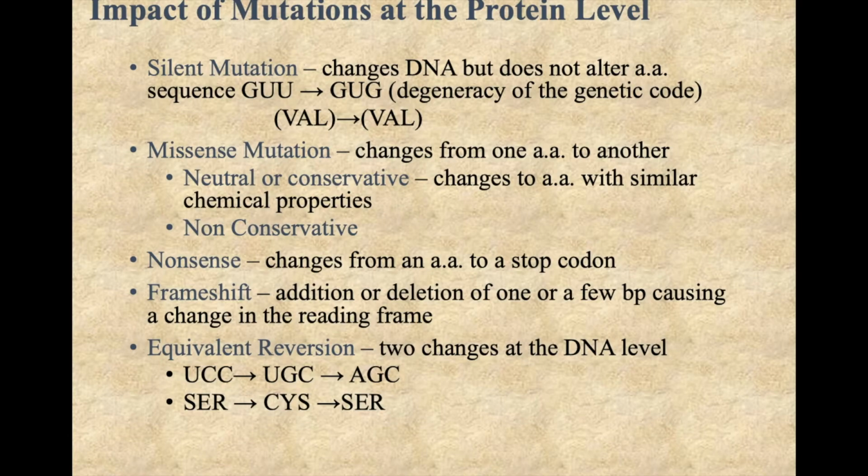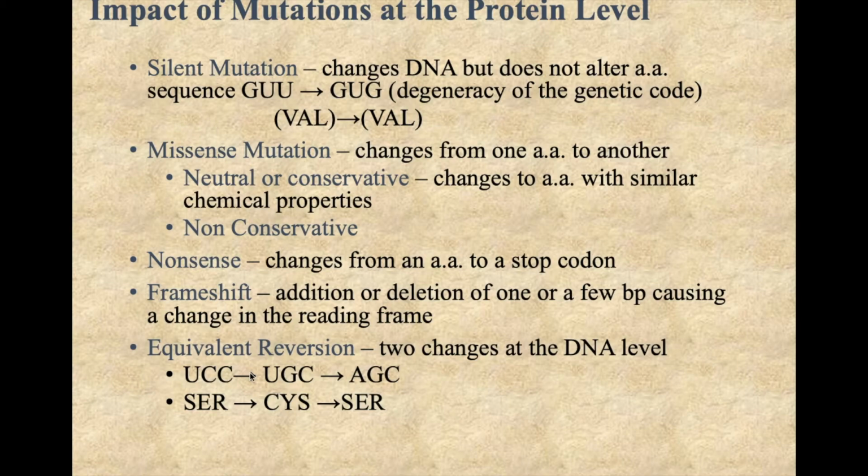Now, an equivalent reversion, we talked about reversion mutations. An equivalent reversion would be where the amino acid is changed, but then changed back through a later mutation. But that later mutation doesn't change the codon back to its original, it just changes to an alternative codon. So, for example, UCC coding for serine gets changed to UGC, which is cysteine, and then later in rounds of division, the UGC turns into an AGC, another way of saying serine. So it would be considered an equivalent reversion.